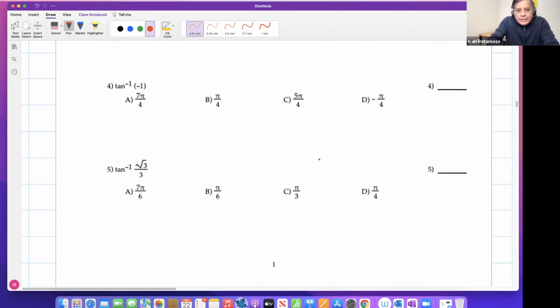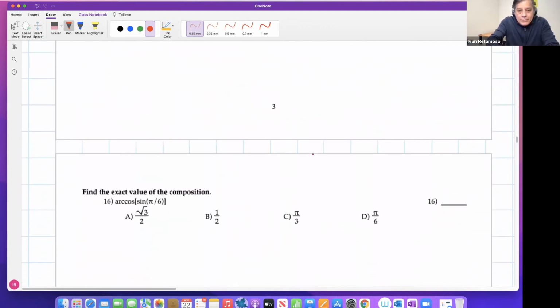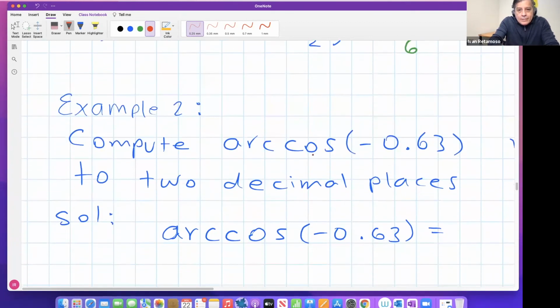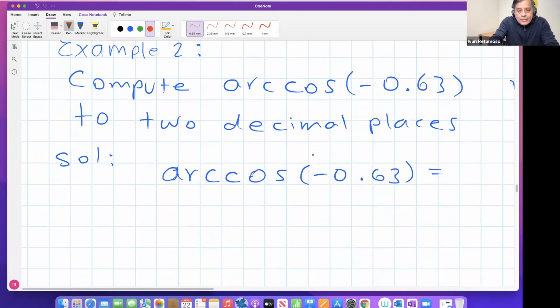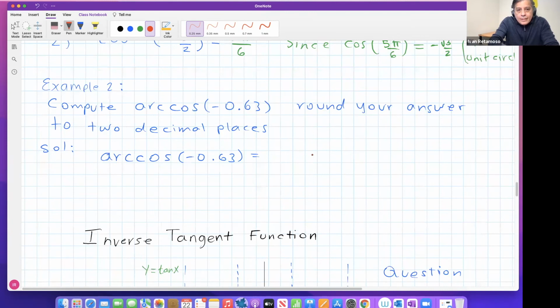Great. Now, let's try to do this using the calculator. But for that, let me show you this first quickly so we can move on to tangent inverse. And then we're going to do some compositions with these inverse trigonometric functions. Sometimes they might ask you to compute cosine inverse of a real number that is not special, that cannot be found on the unit circle. For example, compute arccosine of negative 0.63. Round your answer to 2 decimal places.